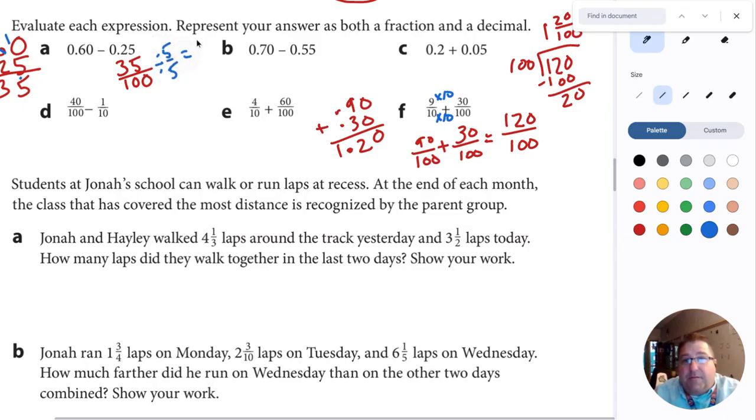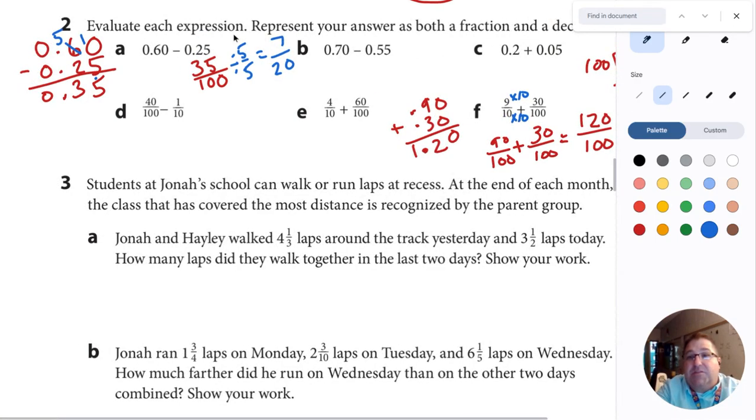So 35 divided by 5 is 7. How many times is 20 going to 100? How many times is 5 going to 100? 20 times. So for A, our fraction in simplest form would be 7/20ths. Decimal, there is really not a simplification. It's just what it is, right?